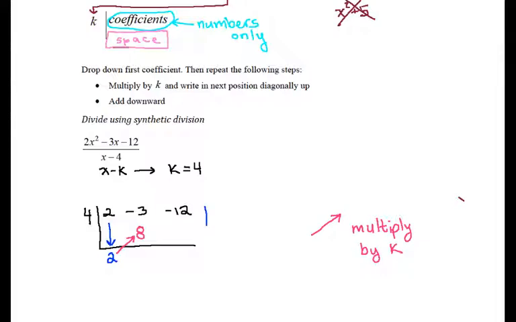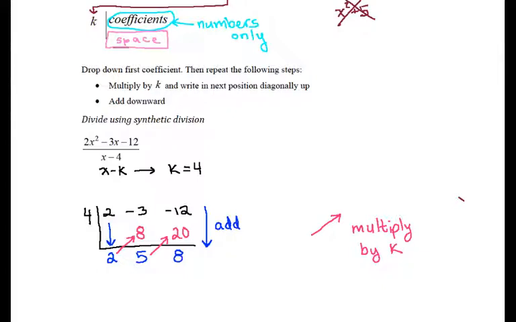Now, every time I am going down, and this is one way in which synthetic division differs from polynomial long division, every time I go down, I add. I don't subtract. I just add the numbers with the signs that they've got right there. So negative 3 plus 8 gives me 5. Now I'm ready to again go diagonally up, which means that I multiply by k again. So 5 times 4 gets me 20. And I am again ready to add downwards. Negative 12 plus 20 gives me 8.